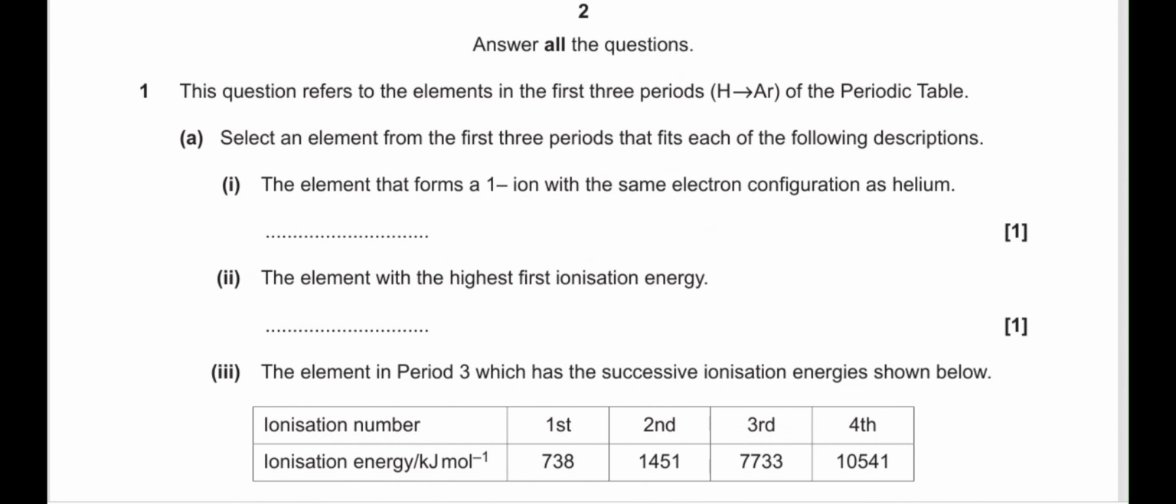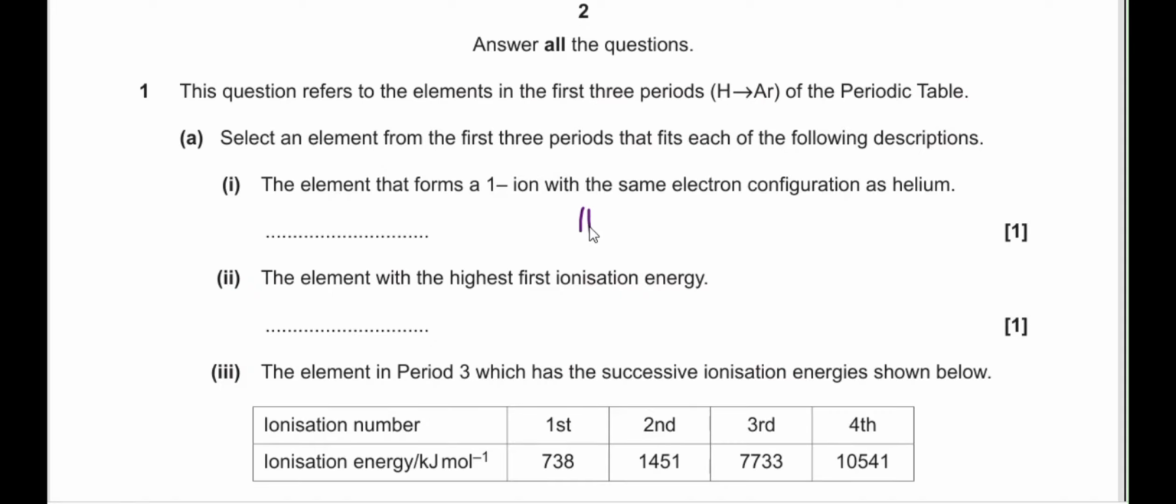Question 1. This question refers to the elements in the first three periods, hydrogen to argon, of the periodic table. Select an element from the first three periods that fits each of the following descriptions. The element that forms a 1- ion with the same electron configuration as helium.